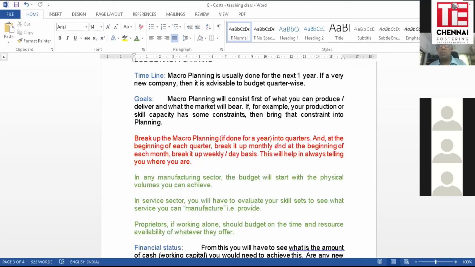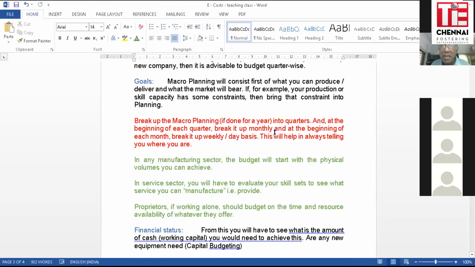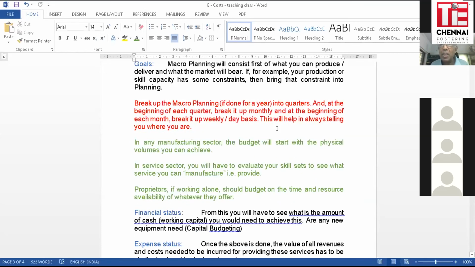So you must be aware that you can do it. Similarly, that simple software engineer, can he write 5 programs a month? Maybe he can write only 2. So that's his capacity. First, make sure what your capacity is. What can you do? If your production or skill set has some constraints, then bring that constraint into planning. There's no point pretending that you can make Apollo 11 aircraft here when you can't do it.